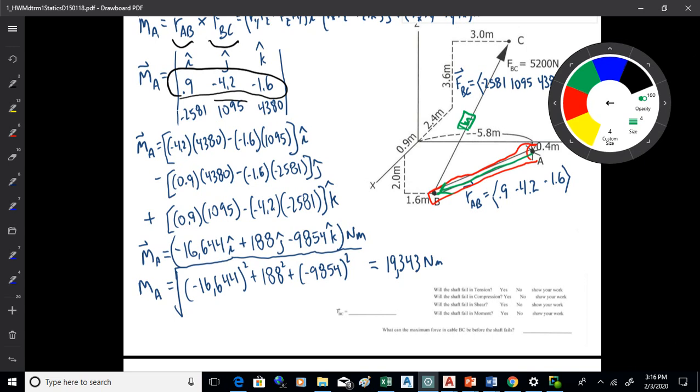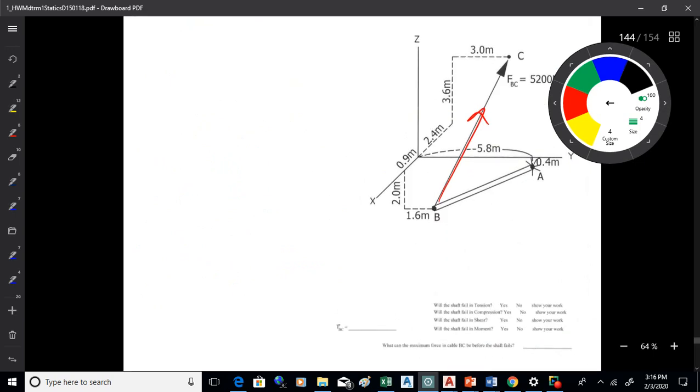The key thing on this is, if you tighten up the turnbuckle and increase the 5,200 Newton force slowly and just ratchet it up, it's a linear relationship. It's just proportional. If you double the force in the cable, you will double the compression, you'll double the shear, and you'll double the moment. If you triple the force in the cable, you'll triple the compression, the shear, and the moment. So it's all proportional. What I wanted to do first is to identify the critical load.